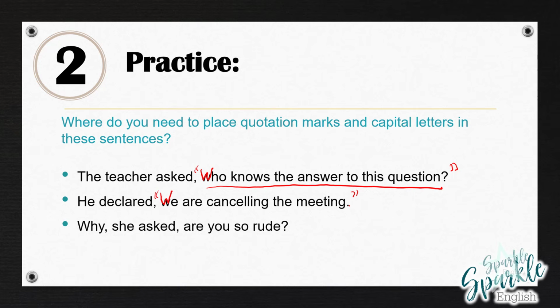And the last one is a bit more difficult. Why, she asked, are you so rude? Again, let's look at where the full quotation is. The full quotation is, "Why are you so rude?" And this part is interrupting it. So we have to put quotation marks before the W in "why," and then close it after the comma. She asked, double quotation marks, "are you so rude?" Do we have to capitalize the A and R? No, because this is the first part of the quotation and this is the second part. So we do not need to capitalize the A because this all goes together as one quotation.